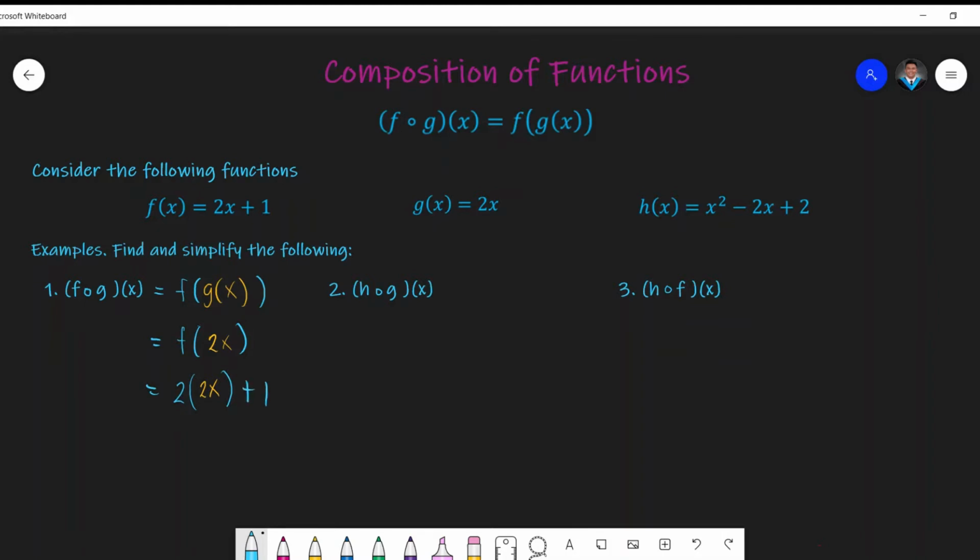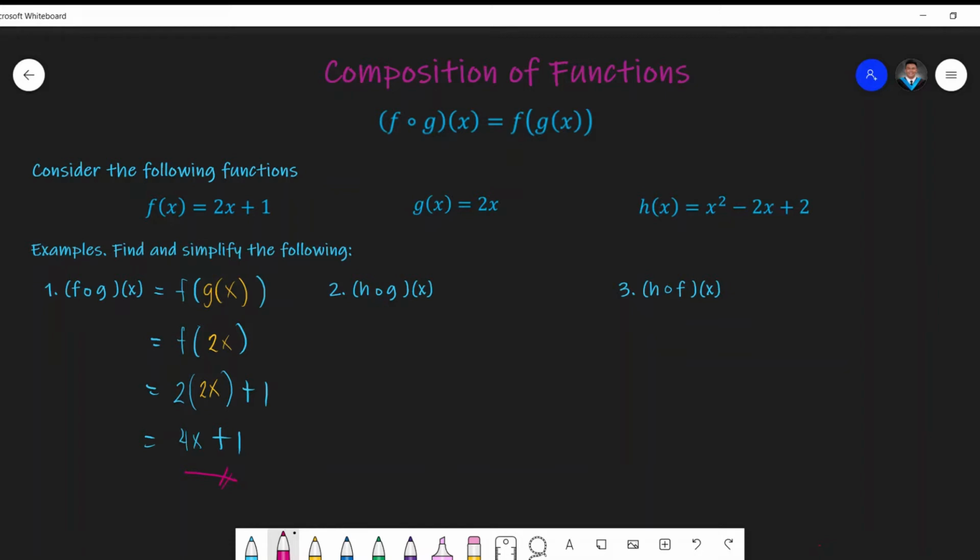And then let's simplify this one. Of course, 2 times 2x, that is just equal to 4x. Then plus 1. As you can see, this is now the simplified form of our problem. So therefore, f composed of g of x is just equal to 4x plus 1. And this is now our final answer. Now, let's proceed to our second example.